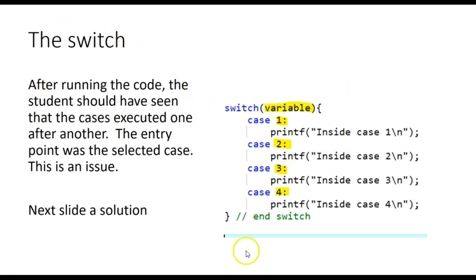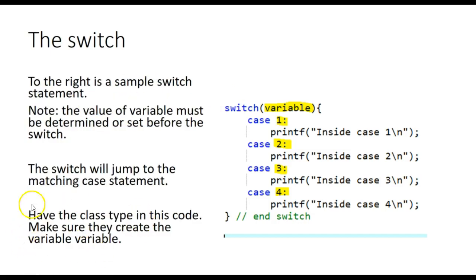Hopefully you ran this, you tested it, and after you ran it, you should have seen that, let's go back. I want you to type this in and run this code. So I want you to create a little quick test program, set a variable up here, equal to one of these values, and then run it.